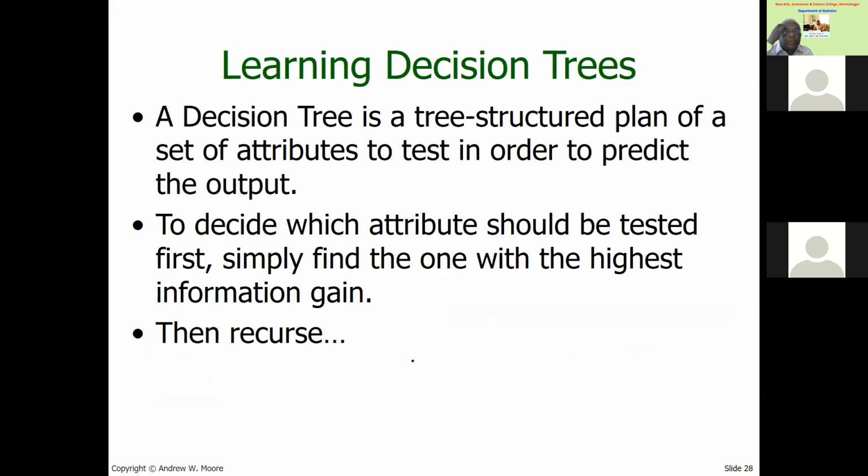Learning decision tree. A decision tree is a structured set of attributes to test in order to predict the output. To decide which attribute should be tested first, simply find the one with the highest information gain. So we can start with the highest information gain.